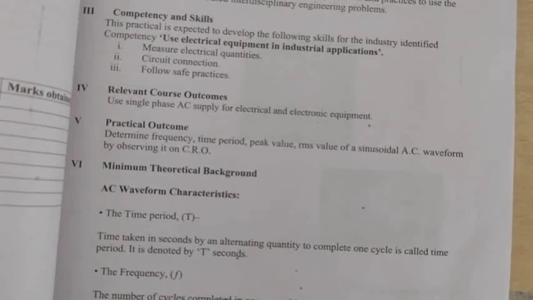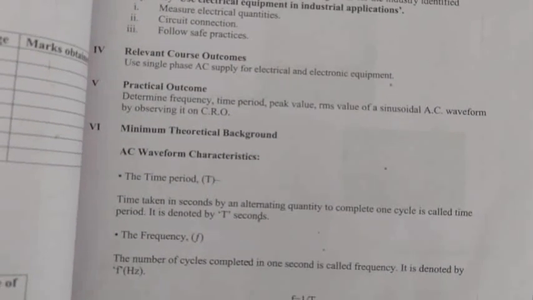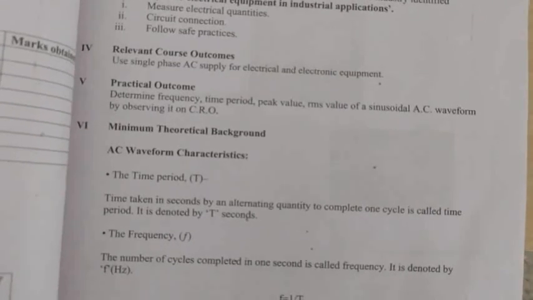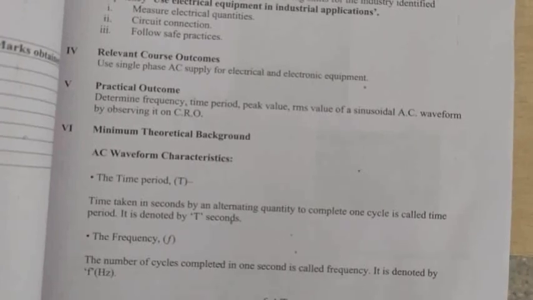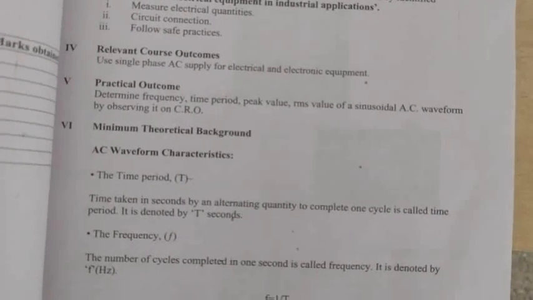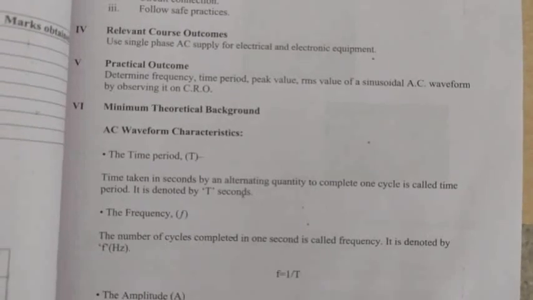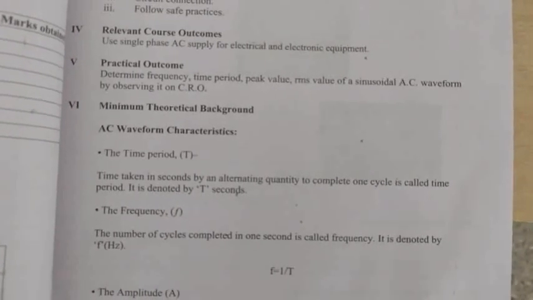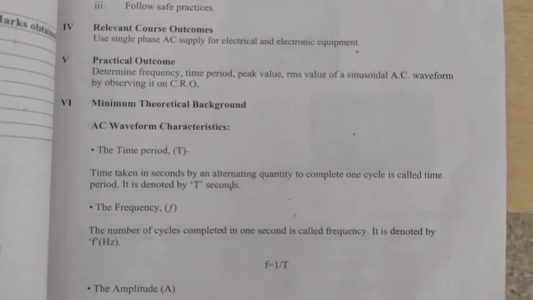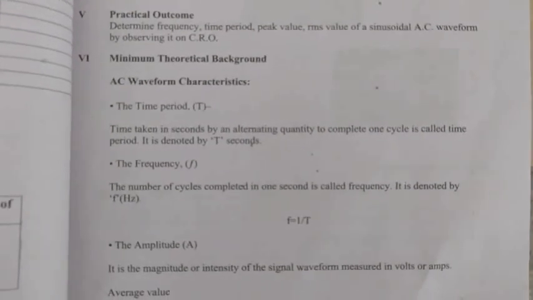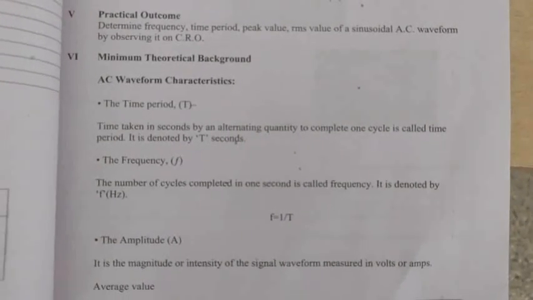Second, we have to calculate frequency. Frequency means the number of cycles completed in 1 second. It is denoted by F and its unit is hertz. Third, peak value. Peak value means the maximum value attained by an alternating quantity during one cycle. It is also called the maximum value, amplitude or crest value.